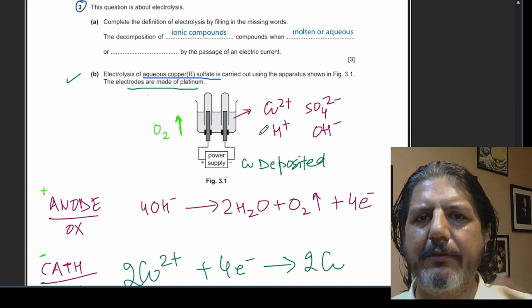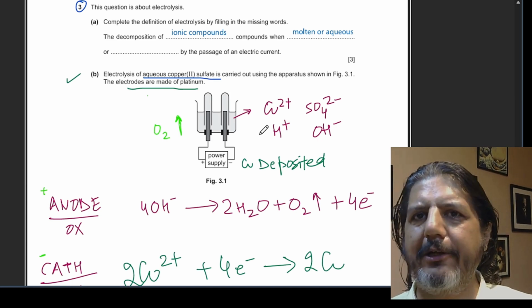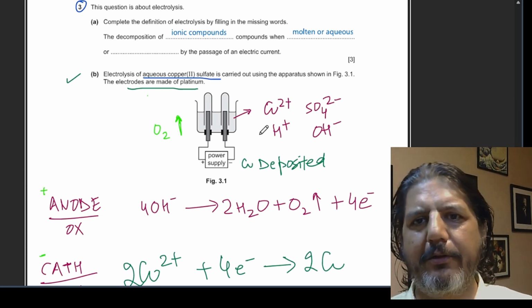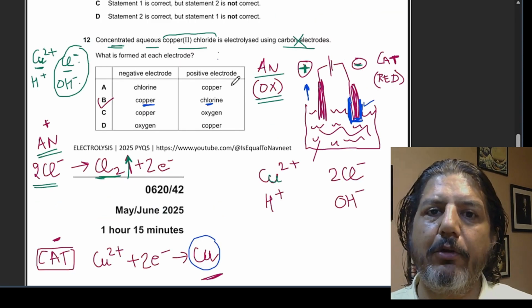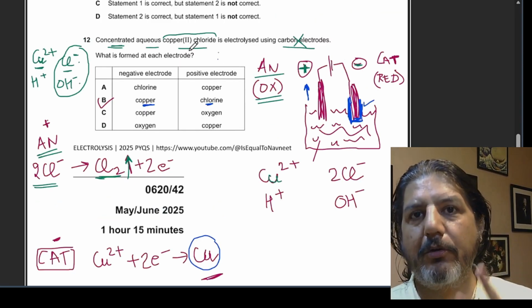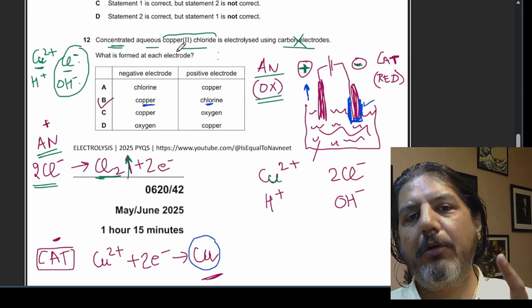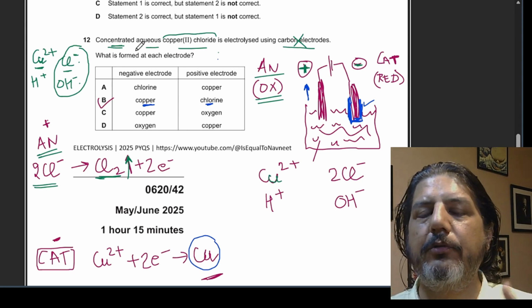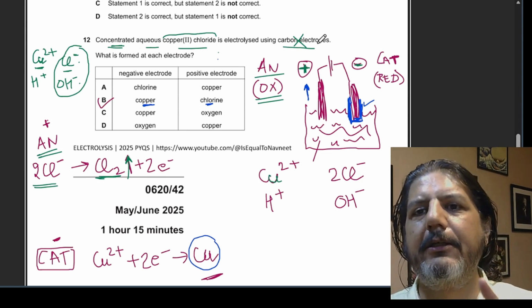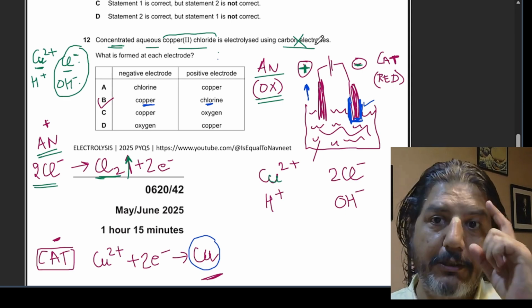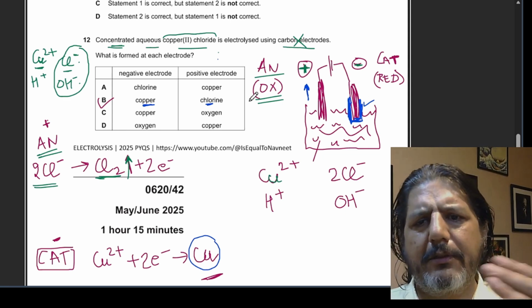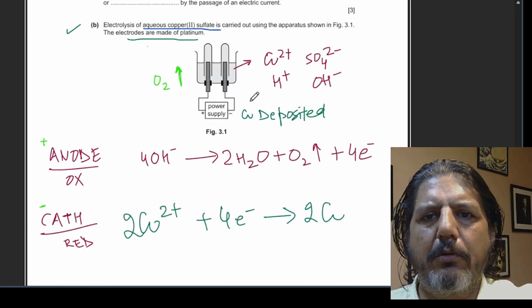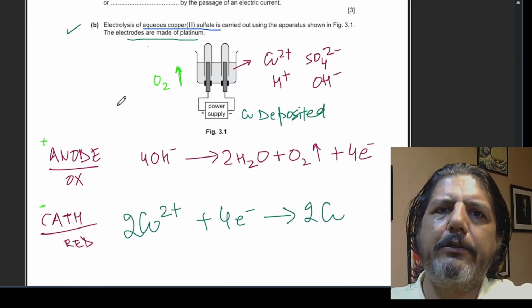So in this question, they have done electrolysis of aqueous copper sulfate using inert electrodes and active electrodes. Previously, we had done the electrolysis of copper chloride using concentrated solution and inert electrodes. So you can have a look at this question again because it's a good comparison. Now let's start looking at this part.